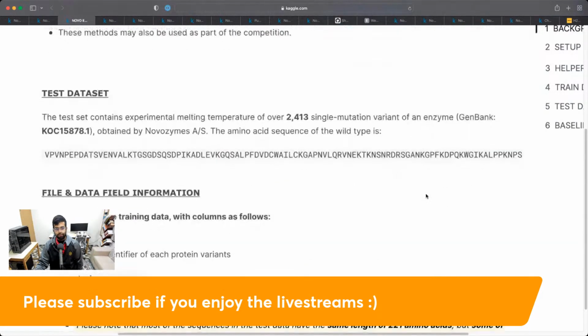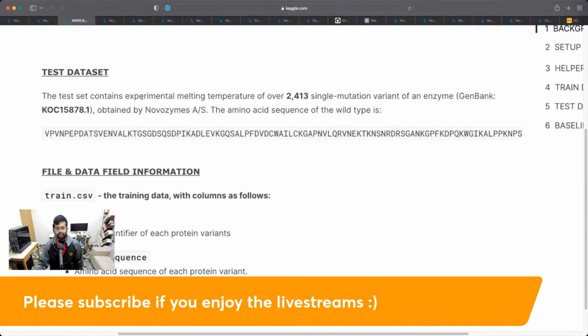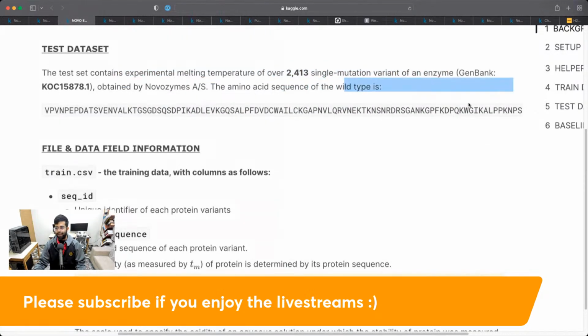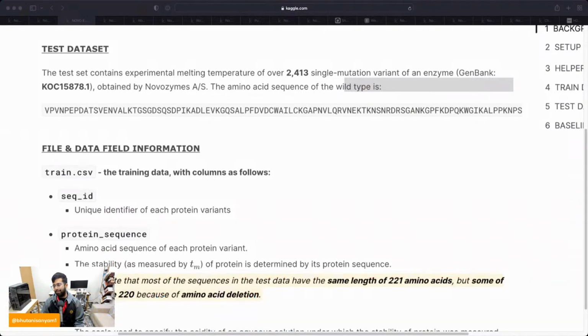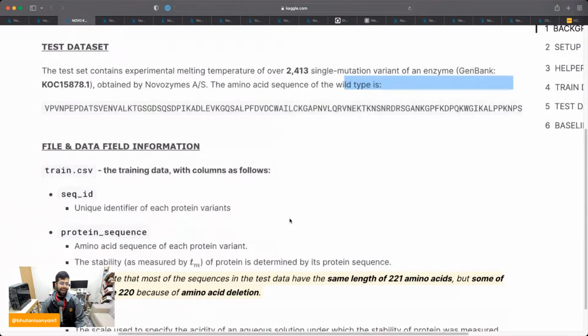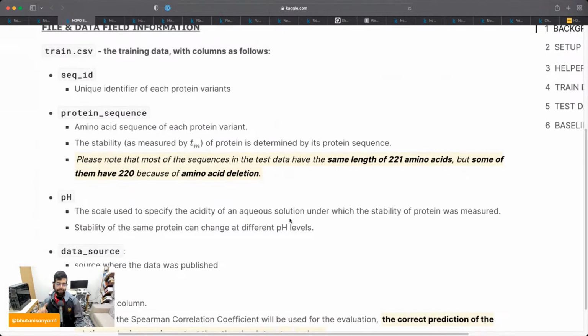The test set for this competition contains experimental melting temperature over 2413 single mutation variants of an enzyme, and the amino acid sequence of the wild type is this. It doesn't make any sense to me whatsoever, and I tried to understand it. I took my pen and paper and tried to actually convert it, but later on I finally got around to reading the top solutions. I don't think it has any relevance. So you're welcome to read about amino acids if you're just studying this competition. I didn't find it particularly helpful, although Tilly, who finished TILI, that's his Kaggle username, is a domain expert of this. So I'm sure the knowledge is useful. I didn't find it very relevant, so to speak.